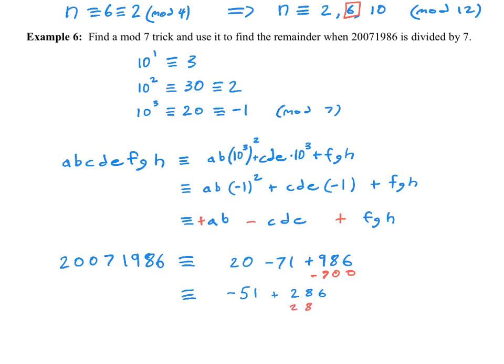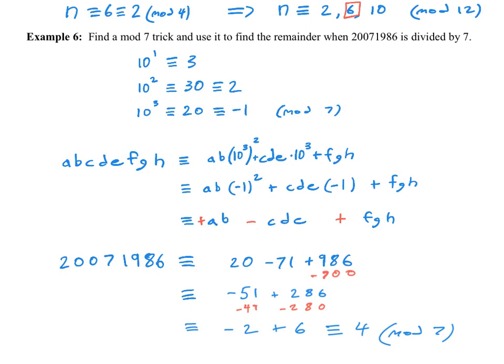So 28 times 10 is also a multiple of 7, so we could subtract away that. And then from the 51, how about we take away 49? And this would give us minus 2. 51 changes into 2. And the 286 changes into 6. So as our final result, we get 4 in mod 7.